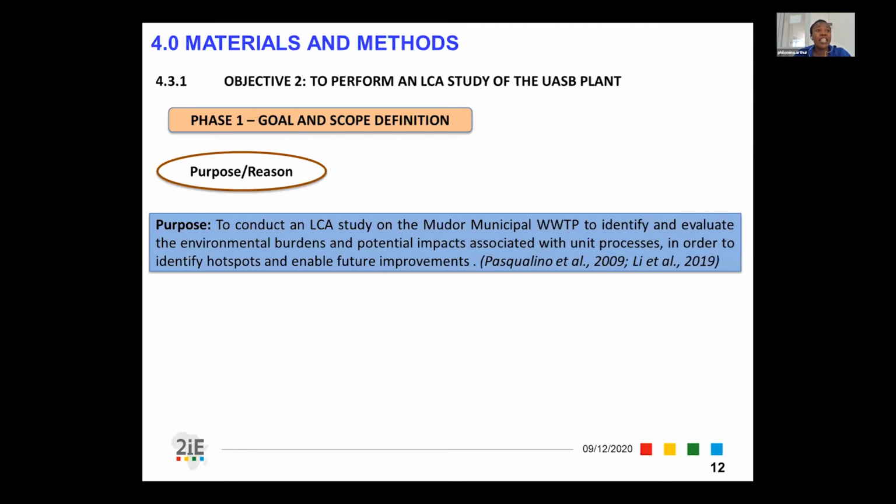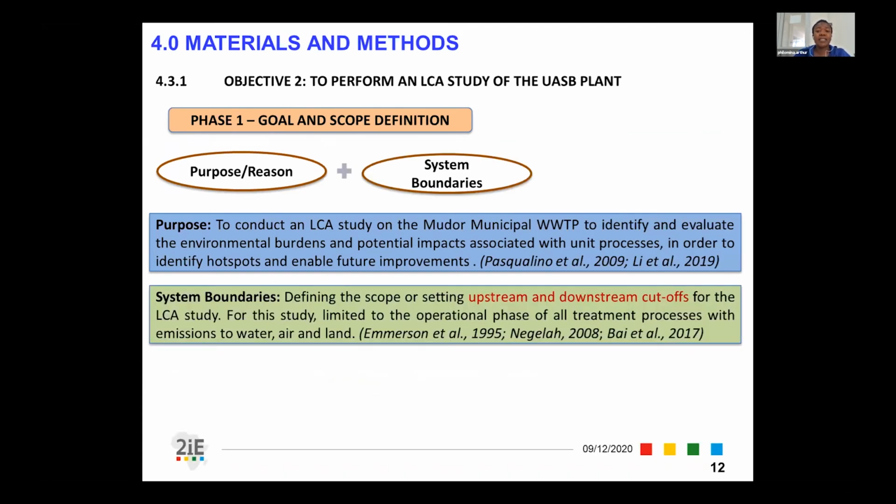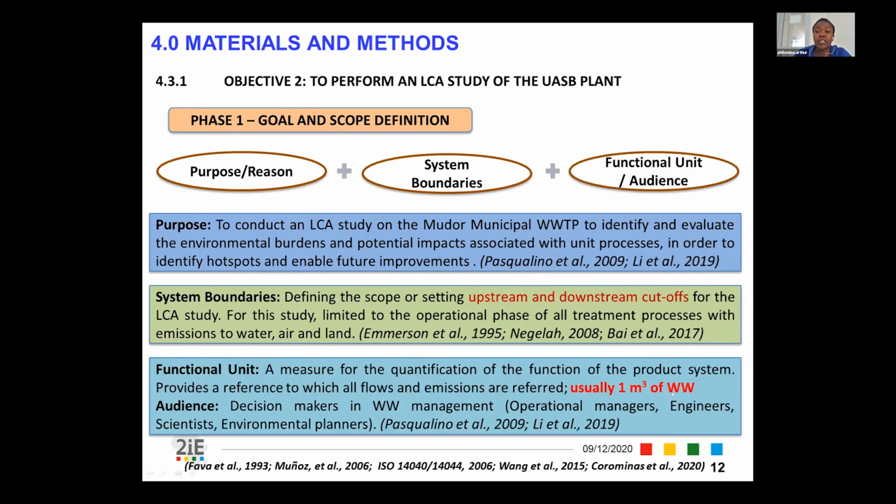With the goal and scope definition, there are 3 elements that fall under it. The first one is the reason or the purpose for which we are conducting the LCA. The second element is the system boundary. The system boundary defines the scope of the research, how far we are going with the research, or it demarcates how we are going to do the research. And then the last element under it is the functional unit. The functional unit is defined as a measure that we use to quantify the function of the product system. And with this study, we are going to use 1 cubic meter of wastewater.